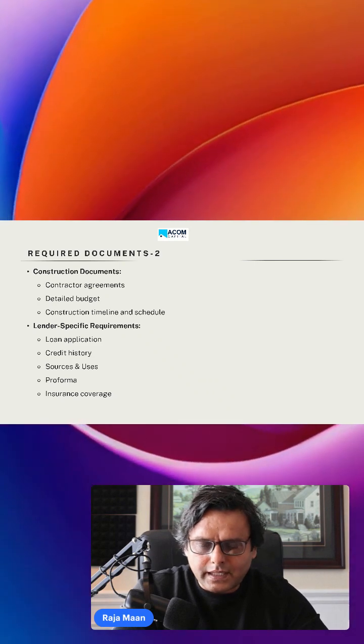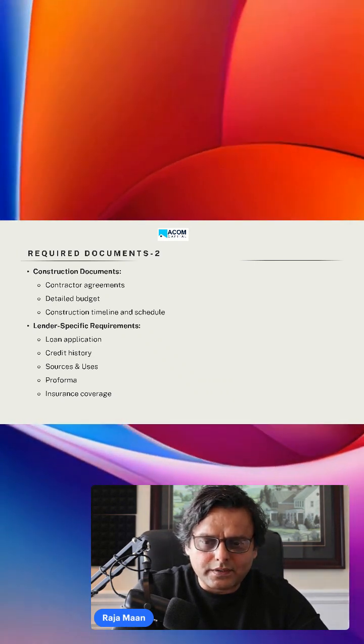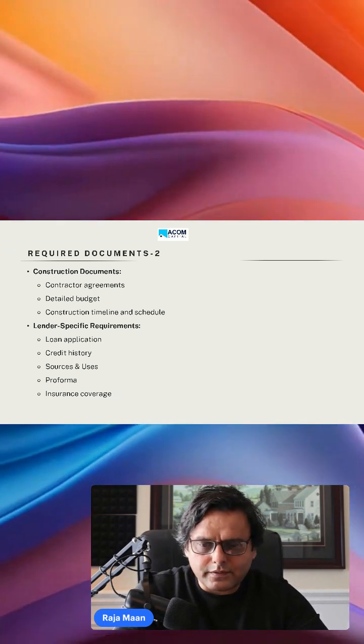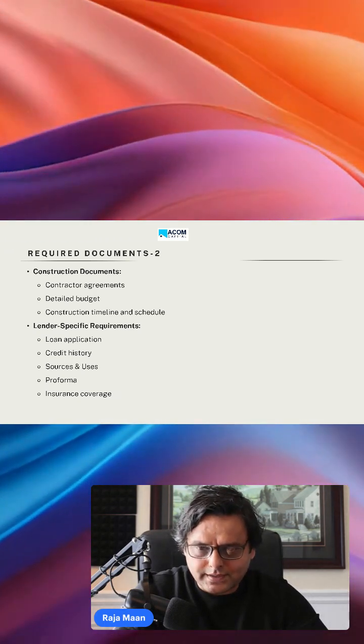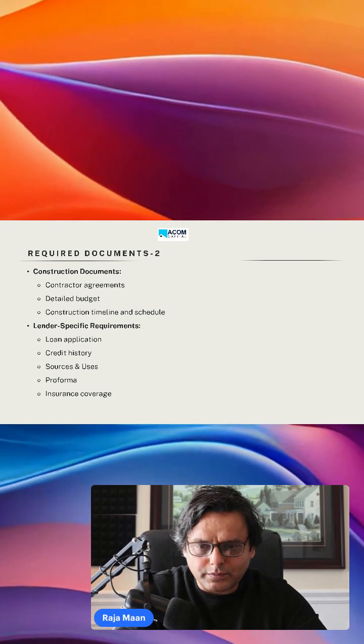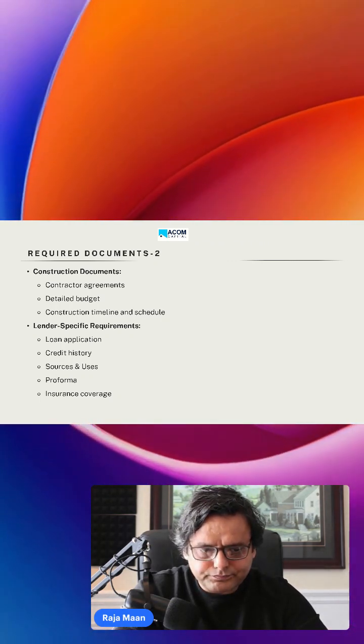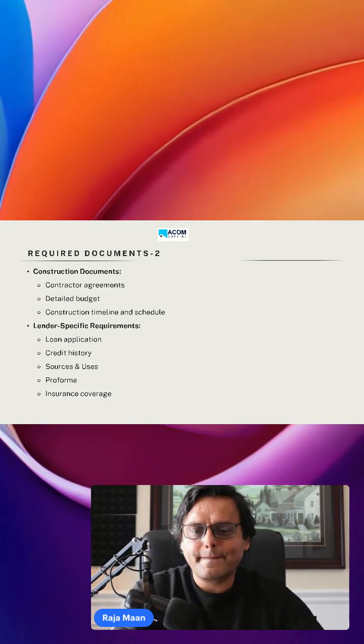Required documents again: construction documents, contract agreements, detailed budget. Budget is also very important. This is one of the things we want to see upfront, along with the personal financial statements and schedule of real estate owned.